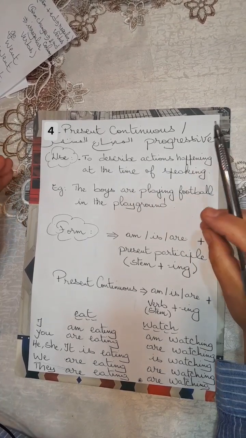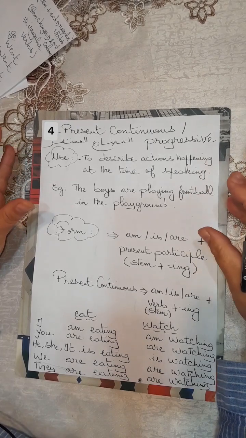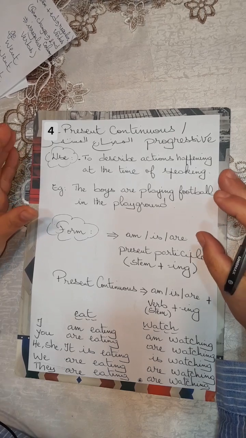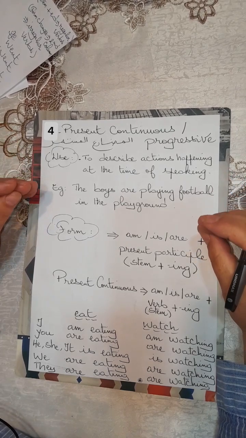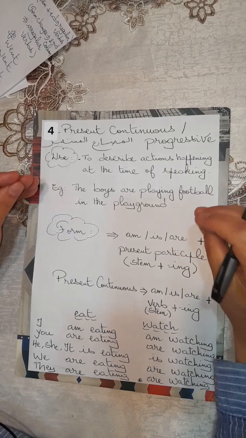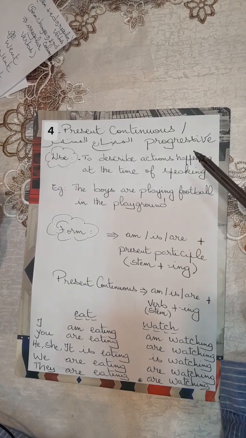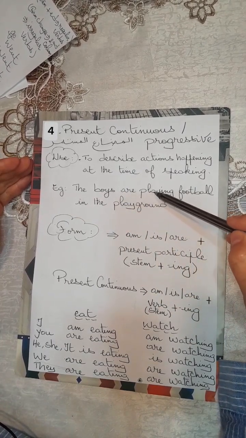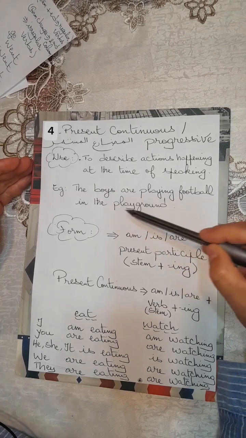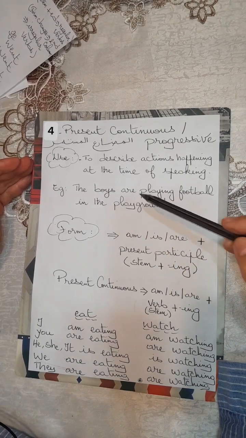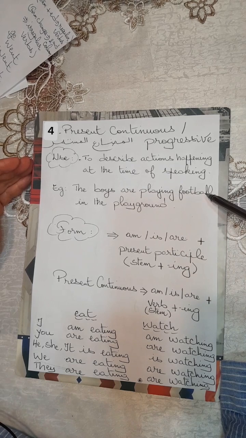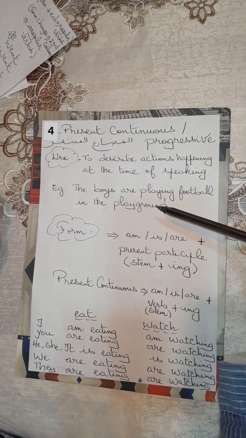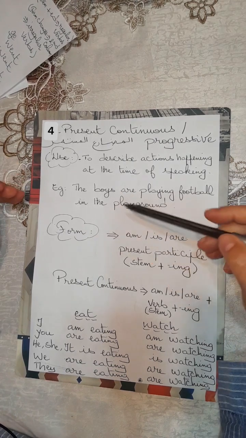We use the present continuous or progressive when we talk about an action we are doing while we are speaking, at the same time. For example, the boys are playing football in the playground. Now let's move to the form.